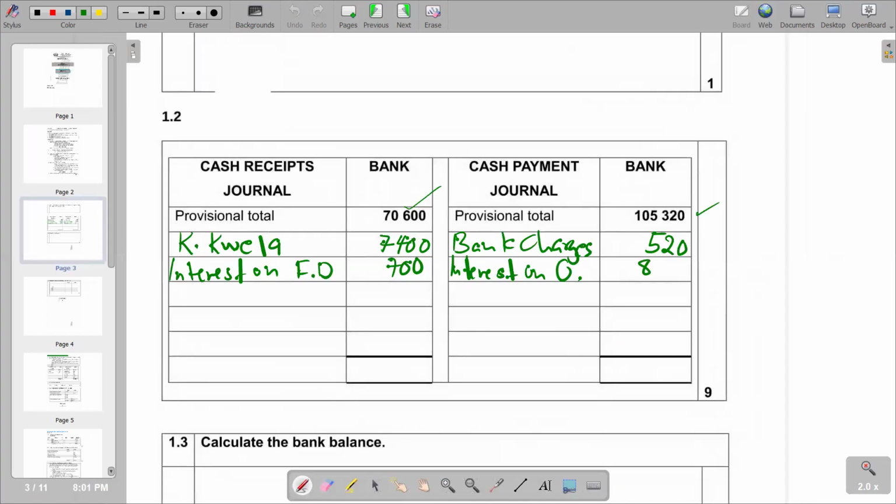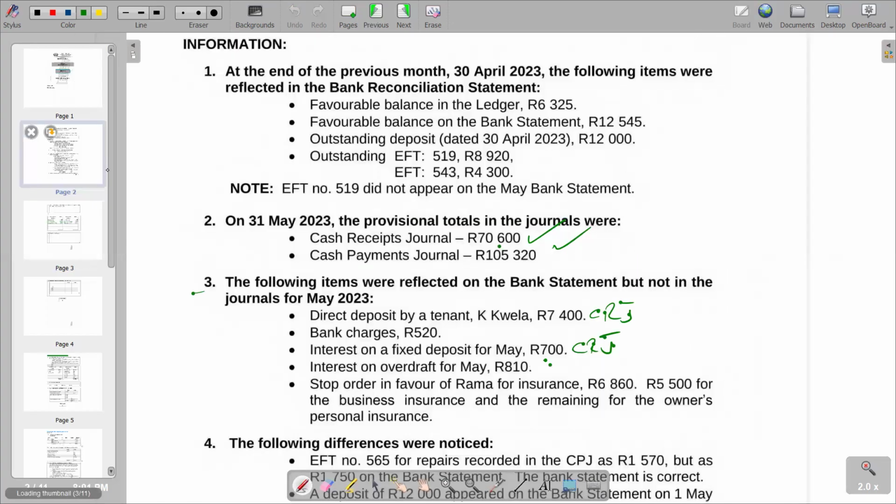So come here, 810. We go to the next one, whereby we have a stop order in favor of Rama Insurance, 6,860. But out of that 6,860, inside that we have got 5,500 for the business insurance and the remaining for the owner's personal insurance. So we can start with 5,500 for our business insurance.